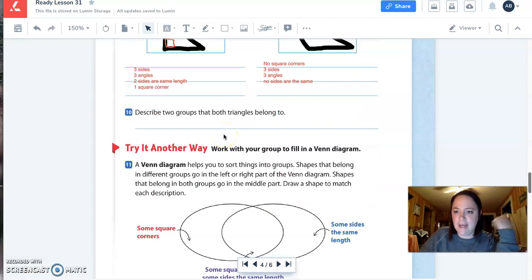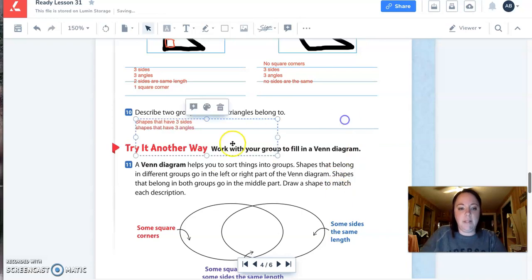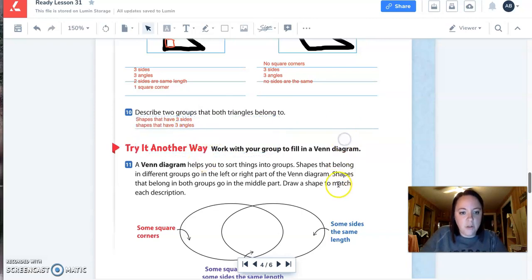All right. Describe two groups that both triangles belong to. Well, we know that they belong to a group with shapes that have three sides and shapes that have three angles. Just like that.